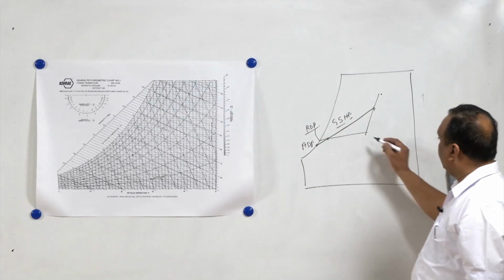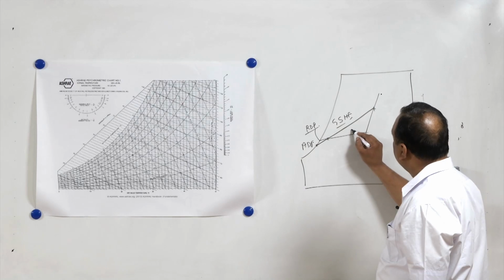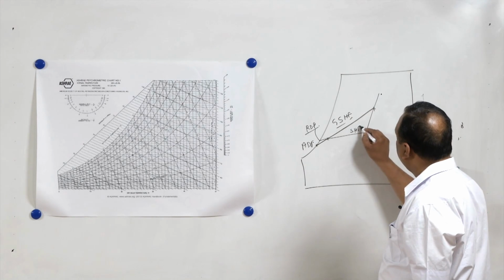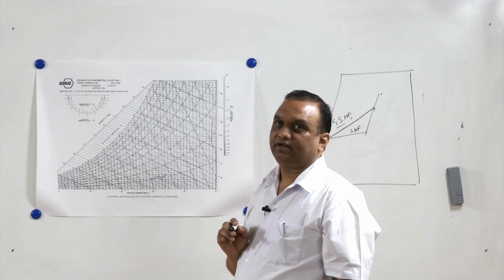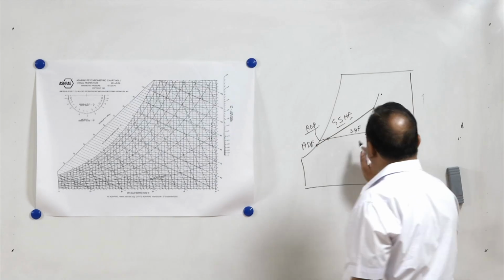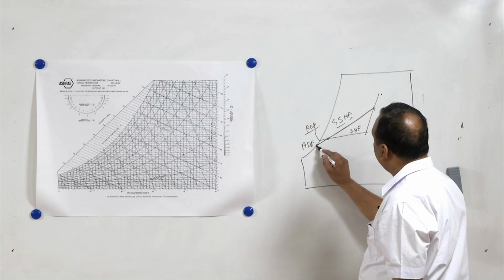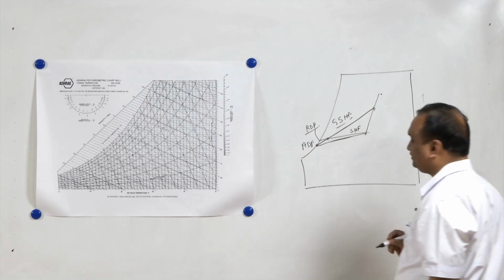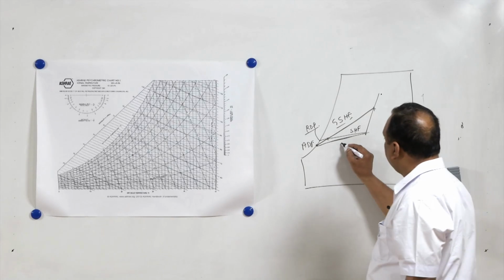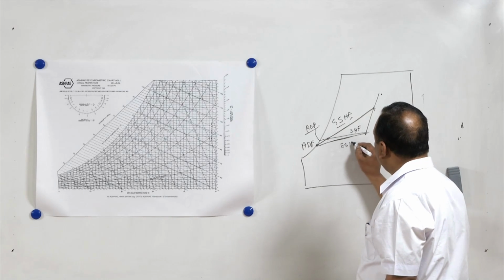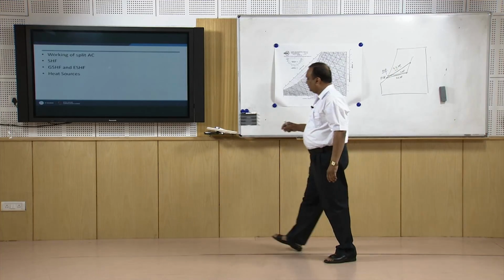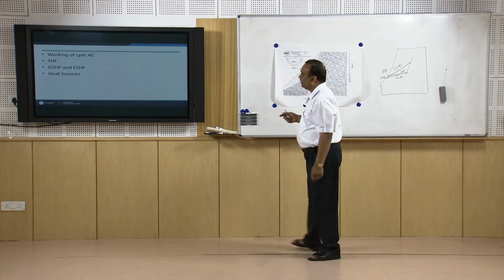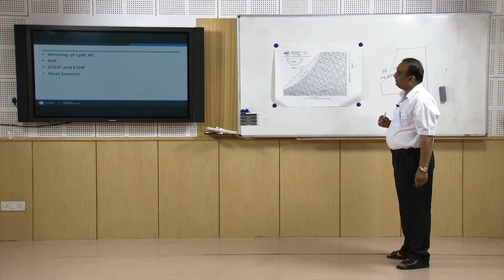Right? And this is the sensible heat factor line, and there is another term which is known as effective sensible heat factor. So, effective sensible heat factor is drawn from here. So, that is the effective sensible heat factor line. These things will be useful when we solve some practical problems on air conditioning load.